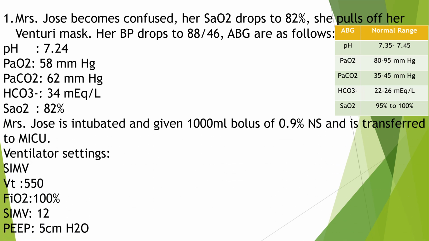What is done for this patient is Mrs. Jones is intubated and given a 1000 ml bolus of 0.9% NS and is transferred to the medical intensive care unit. The ventilator settings for Mrs. Jones: the patient is on SIMV mode. The tidal volume is 550. FiO2 is 100%. The SIMV rate is 12 breaths and PEEP is 5 centimeters of water. So here the patient is intubated and is on a mechanical ventilator.